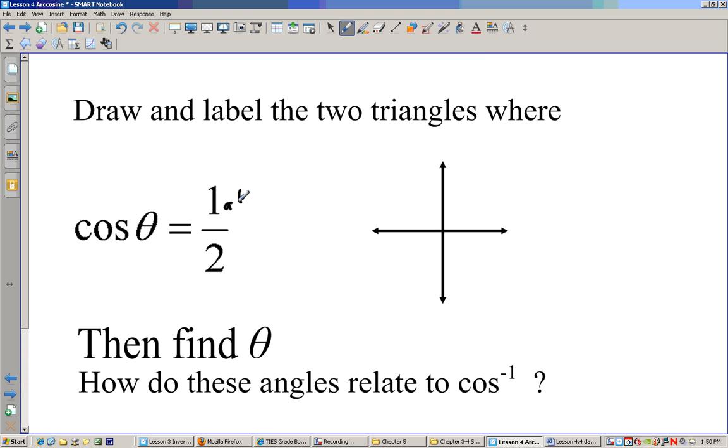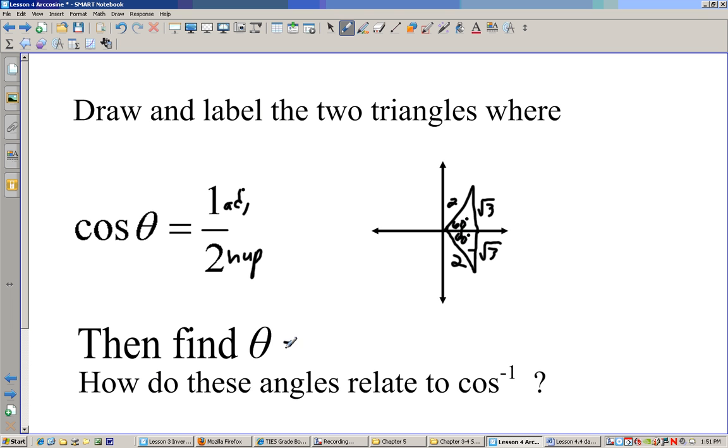So this is the adjacent and this is the hypotenuse. So both of them are positive. We'll have 1 over 2 and 1 over 2. Cosine is going to be negative in these two quadrants, so we don't even need to draw those triangles. So these are the two triangles where it's true. So if I draw the other side, across from the root 3, it's 60 degrees. So our reference angle is 60 degrees.